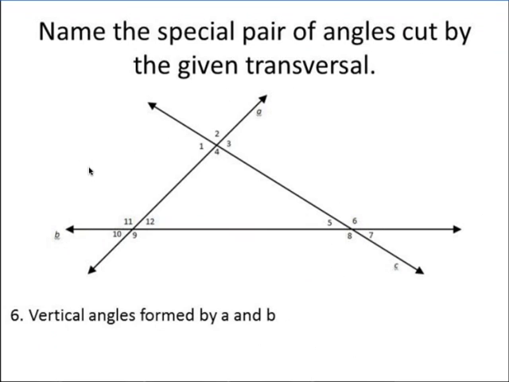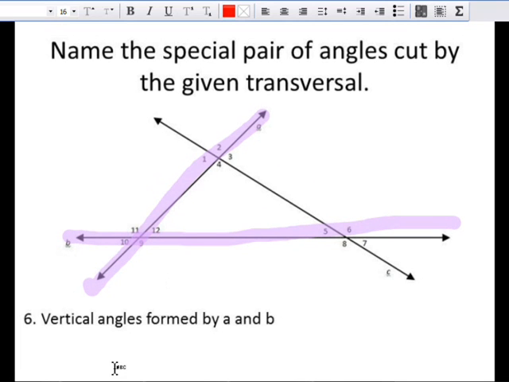Name the special pair of angles cut by the given transversal on this one. And again, we have vertical angles formed by A and B. So what vertical angles are formed by A and B? We haven't talked about vertical angles today, but we have in the past. Vertical angles are the ones that are opposite each other, non-adjacent, formed by intersecting lines. This would be 9 and 11 and 10 and 12.